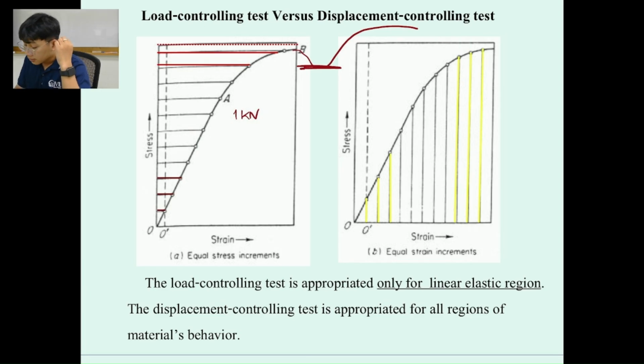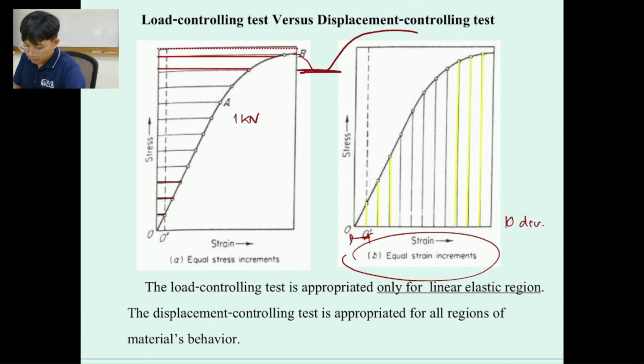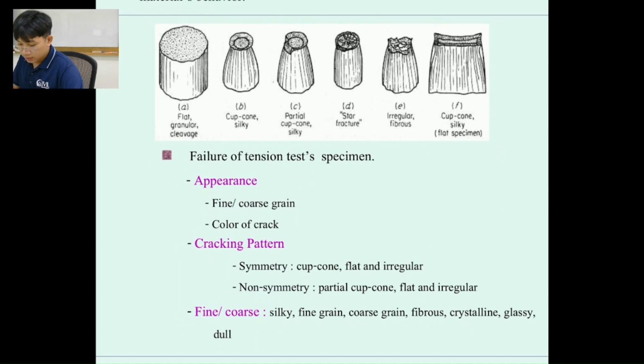But for the displacement controlling test, you can just measure whatever force at your set displacement. For example, people say you need to measure at every 10 divisions. So every 10 divisions you read the load, and you're going to get exactly the behavior of the material. But in our lab, of course, we use manual, so we need to combine load controlling and displacement controlling for the steel.